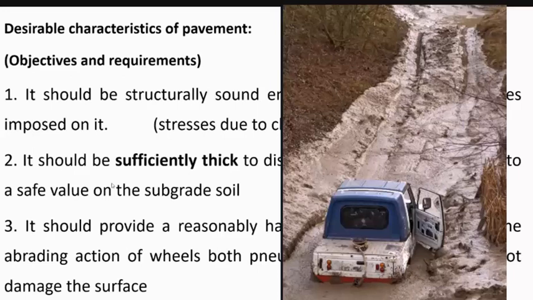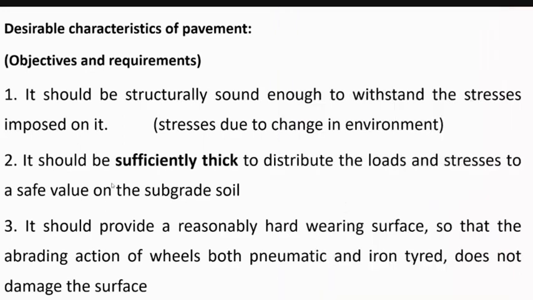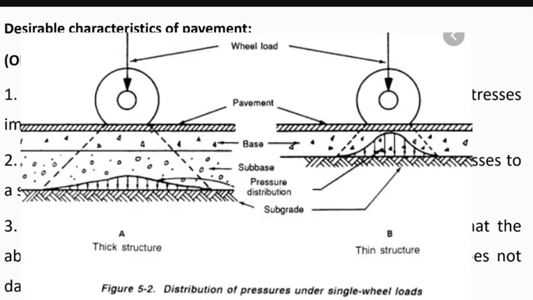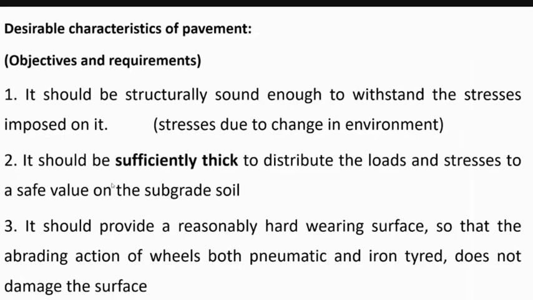Second, it should be sufficiently thick to distribute the loads and stresses to a safe value on the subgrade soil. Till the subgrade, it should distribute the entire load coming on that particular structure, through the bearing course, base or subbase. Whatever load is coming needs to be evenly distributed as per its design. If it is a flexible pavement, then grain to grain load distribution will take place.